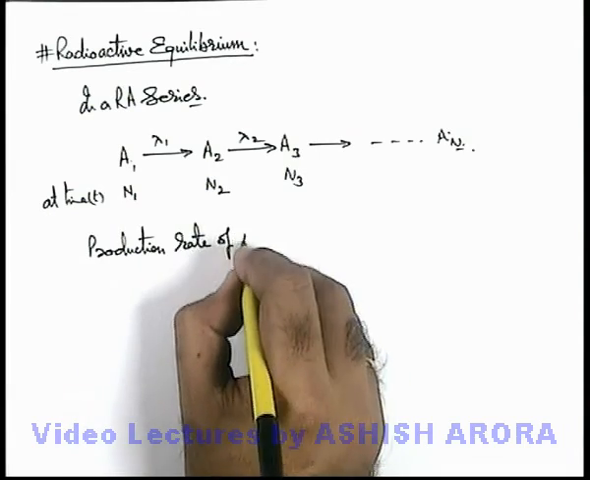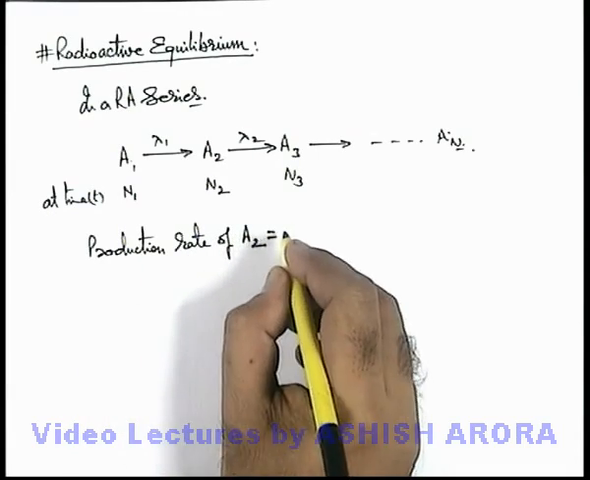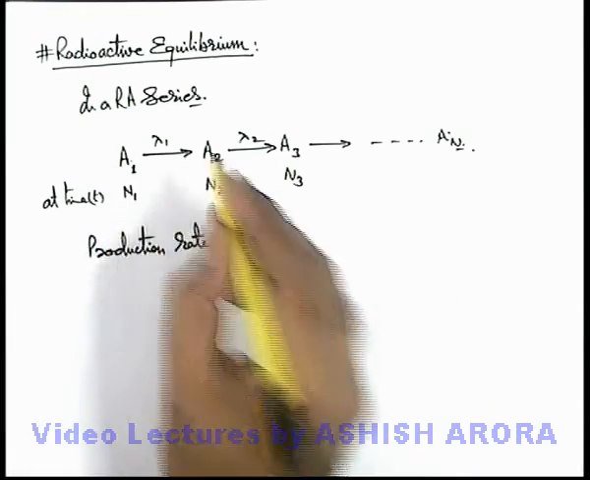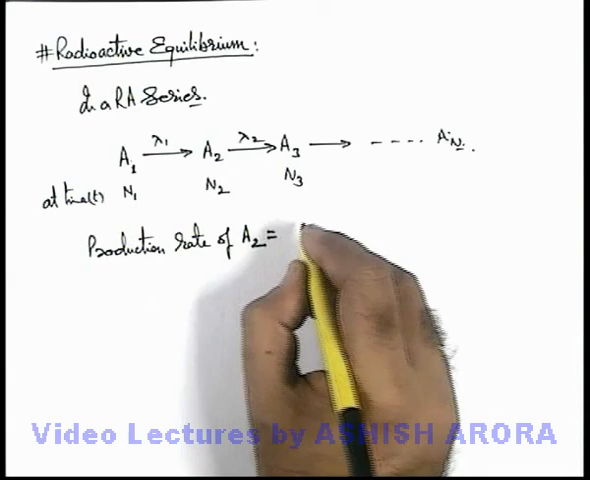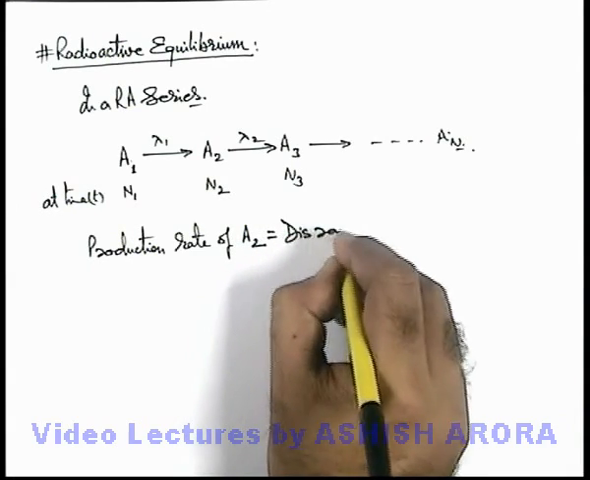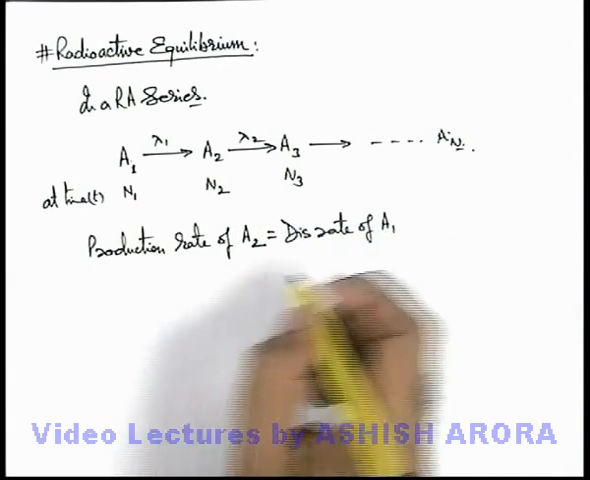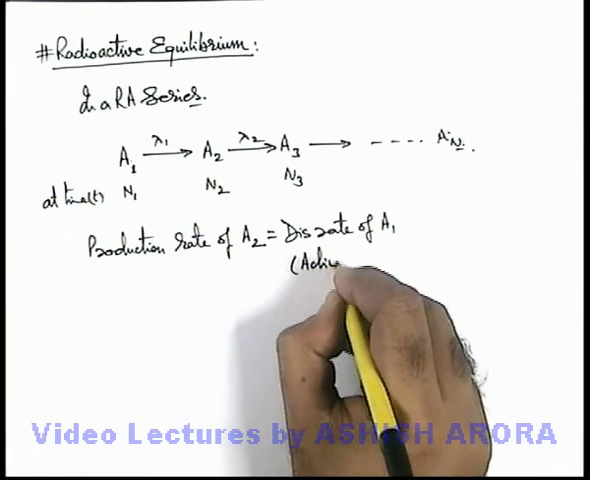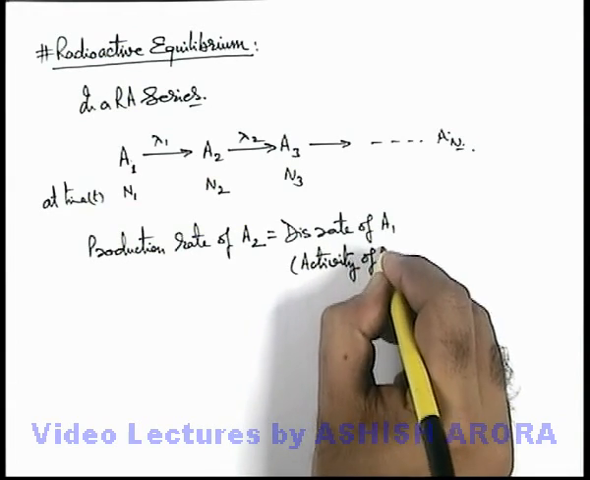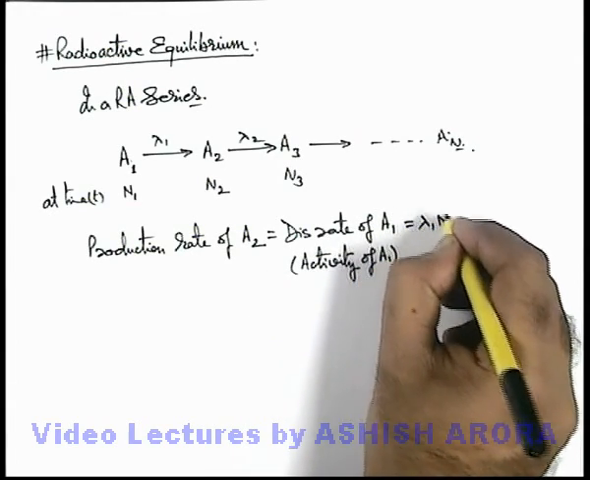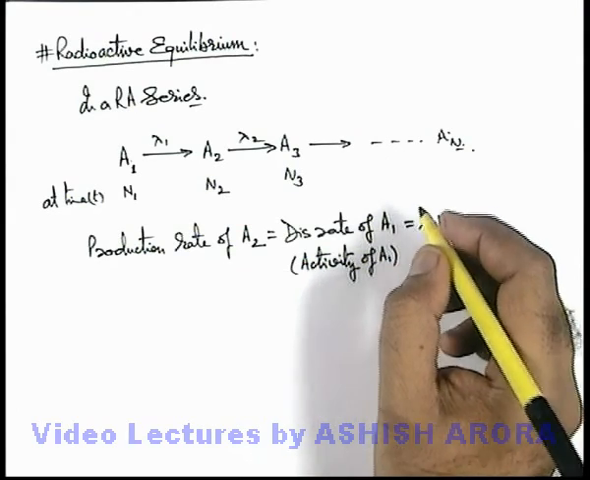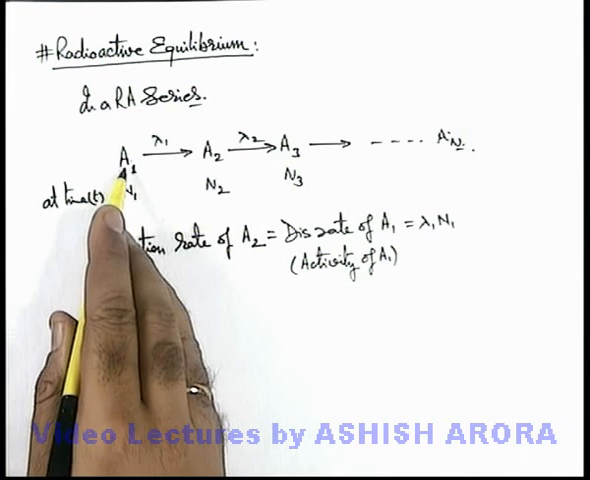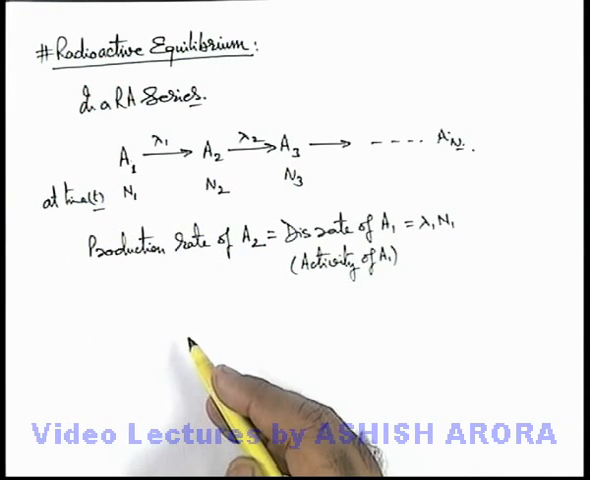of nuclei of element A2. This will obviously be the disintegration rate of A1, because as A1 nuclei are disintegrating, they are decaying to A2. So the production rate of any element can be written as the disintegration rate of the previous element, that is A1 in this situation, and that is actually the activity of A1 at this instant, which is written as lambda 1 N1. Lambda 1 is the decay constant of element A1 with which it decays to A2, and N1 is the number of nuclei of A1 present at this instant.